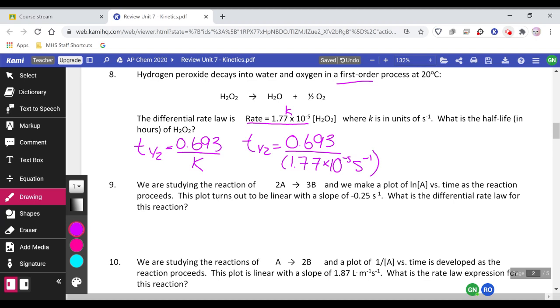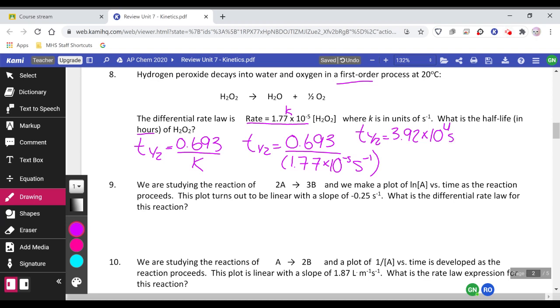Oh, and that's why. Okay, so they wanted it in hours. Okay, so once I got that value, I went ahead and did 0.693 divided by my k, and I got a t sub 1/2 equal to 3.92 times 10 to the 4th seconds, but they want hours.